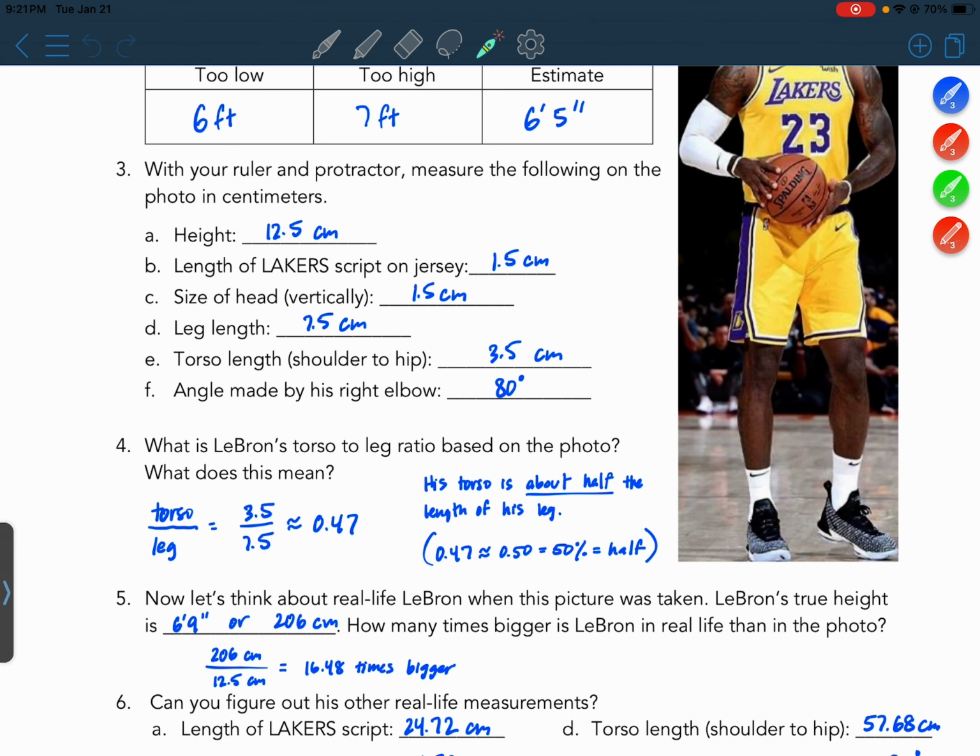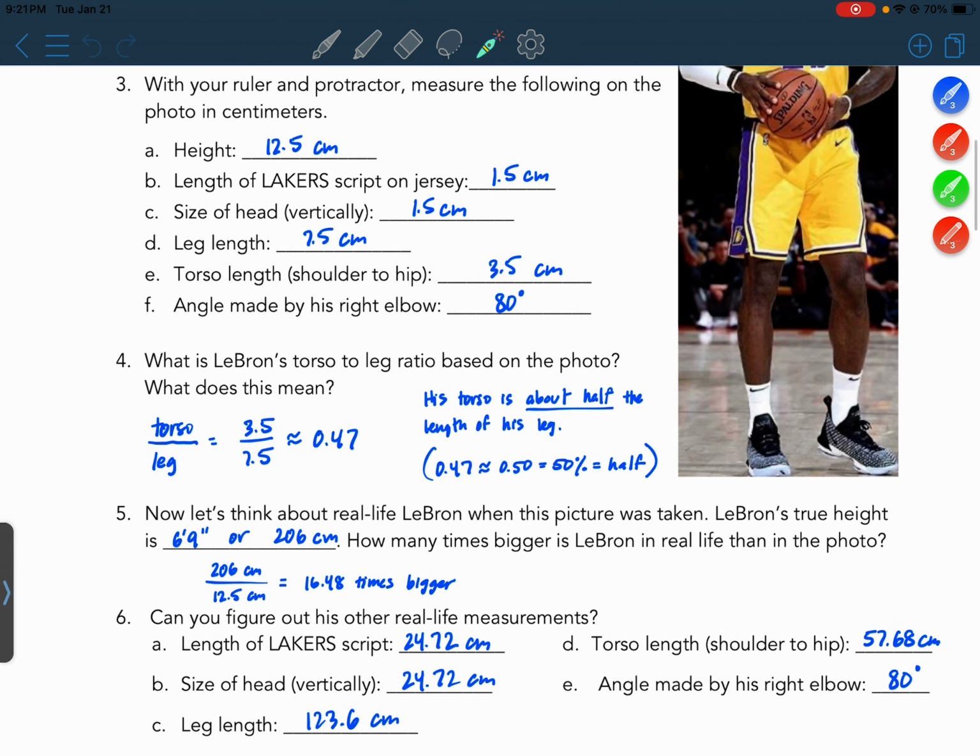All right, let's move on to question number 4. Question number 4 wants us to find a ratio. Now a ratio is simply a comparison of two numbers, and the way that you've compared numbers before in the past is by making a fraction, right? One number is the numerator and another number is the denominator.